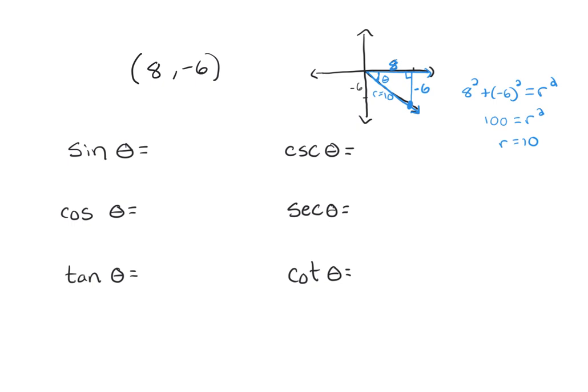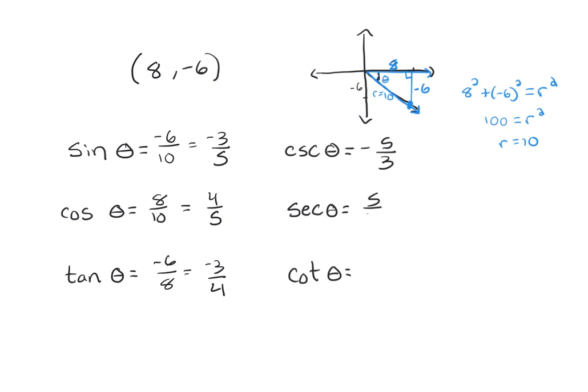So let's start with sine. So sine of theta, that is opposite over hypotenuse. So -6 over 10, which simplifies to -3 over 5. Cosine, adjacent over hypotenuse, 8/10, which simplifies to 4/5. And then tangent, opposite over adjacent, -6 over 8, which simplifies to -3 over 4. And then these are the simple just flip. 5 over 3, 5 over 4, negative 4 over 3.